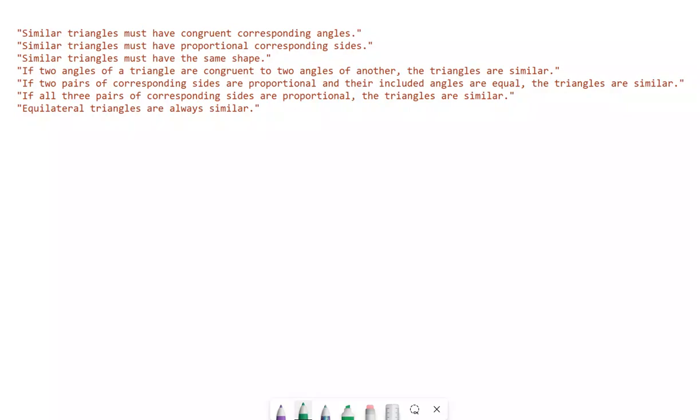A list of similarity statements, like true-false statements, can be a little overwhelming when you look at it. So I want to go through each one of these and break them down according to what they mean and which of the three theorems they're talking about. So this first one right here: similar triangles must have congruent corresponding sides.